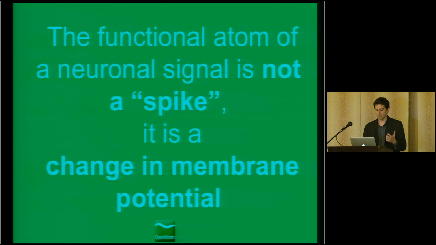So what we think in the project is really valuable, that I just want to leave you with, is to think that perhaps the functional atom of a neuronal signal is not just a spike, but it's a change in the membrane potential. I think that's really what Hodgkin-Huxley showed us, that you have to look below the spike in order to see what the real signal is. And I'll back that up in a minute.